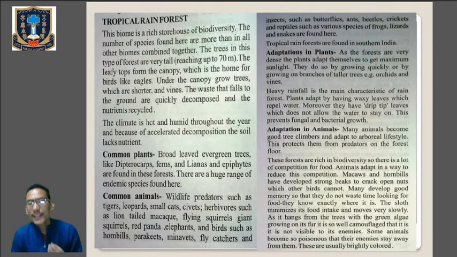Heavy rainfall is the main characteristic of the rainforest. So plants adapt by having waxy leaves. They have to repel the water, because too much water is also dangerous for the plant.